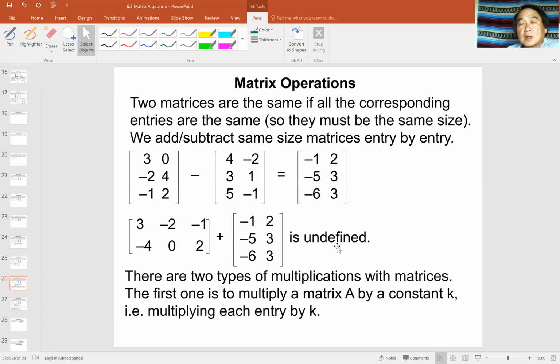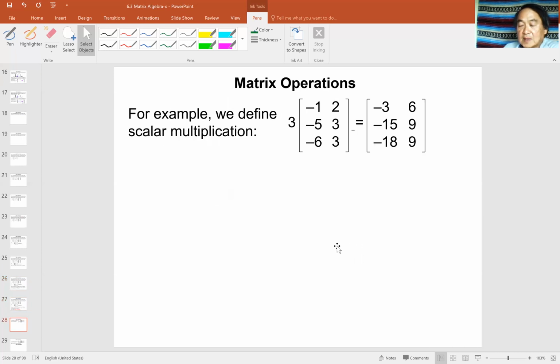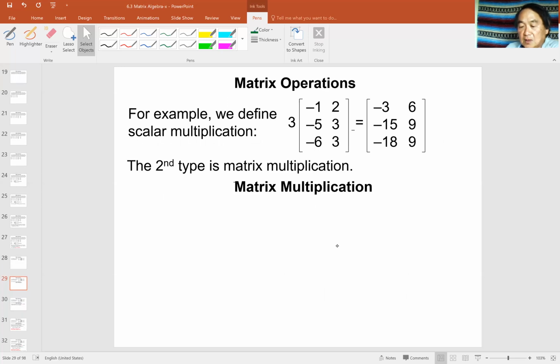Now let's talk about multiplication. There are a couple of types of multiplication for matrices. The first type just rescales the size of the matrix. You multiply every entry by a fixed number. We call that scalar multiplication, and we denote it by k times A. So for example, 3 times the matrix over here, you multiply every entry by 3. This is called scalar multiplication.